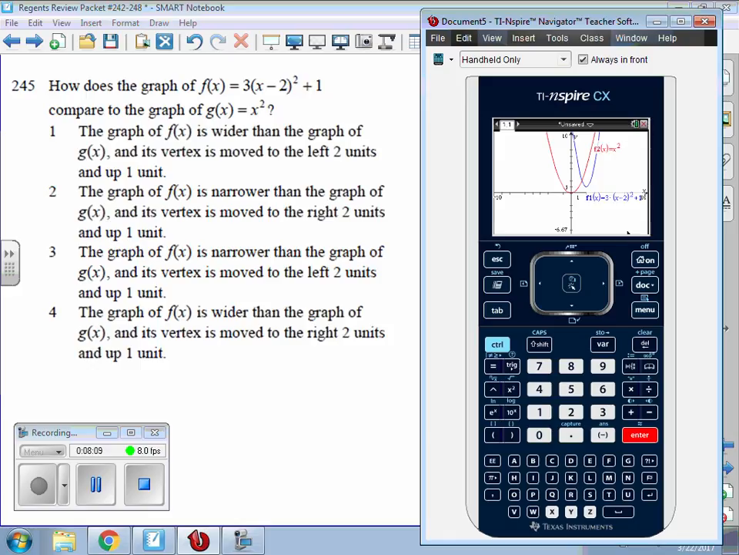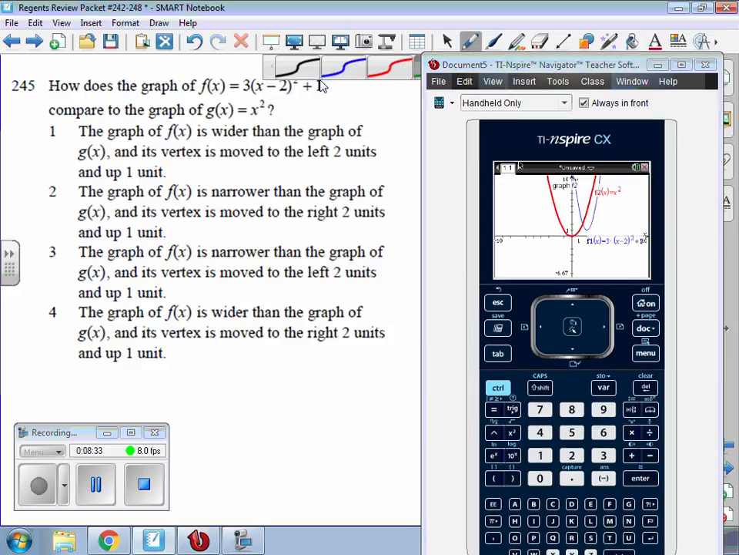So it says, choice 1, the graph of f of x is wider than the graph of g of x. Is, let's see, this is where it's going to get a little complicated. Is my first graph wider than my second graph? No, my first graph is actually skinnier. So choice 1, not it. The graph of f of x is narrower than the graph of g of x. So f is my blue one. Yeah, that's narrower, that's skinnier than my red line.